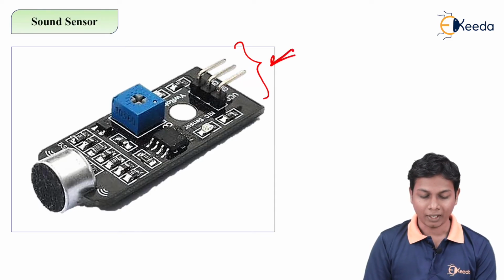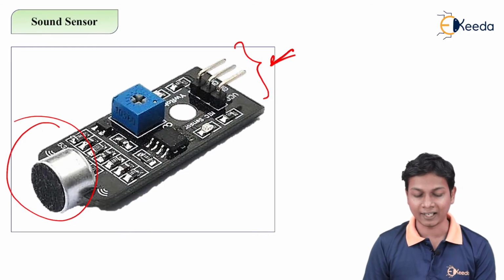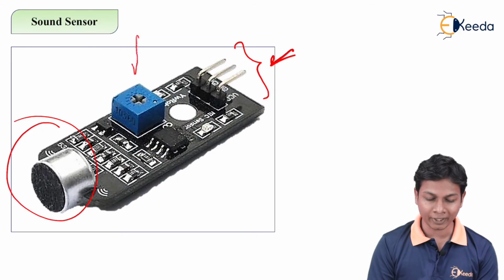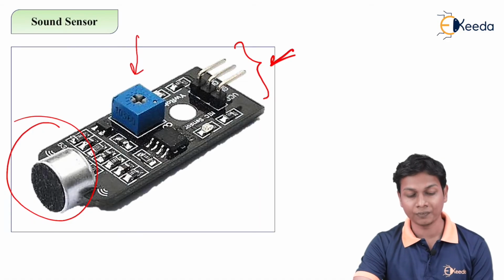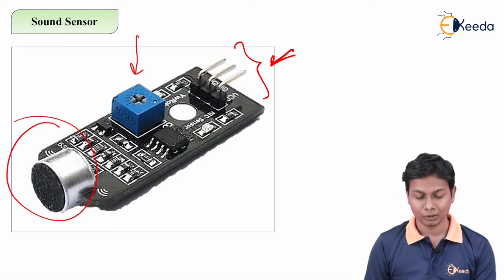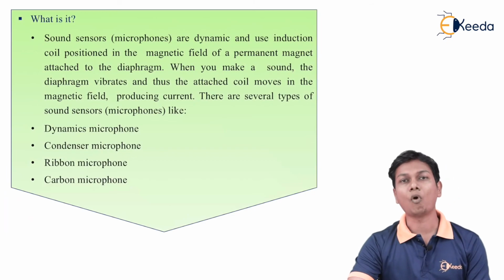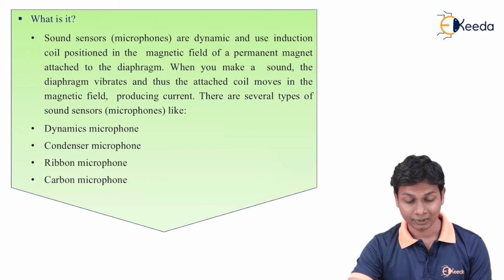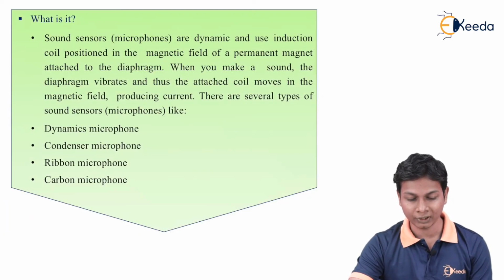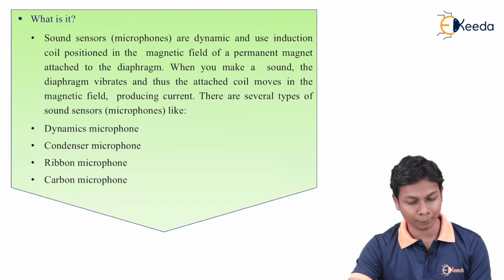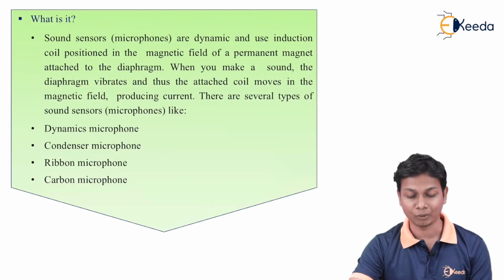Here is our sensing area. To change the calibration or the range of the sound sensor, here is the area where we can change the calibration. Now, what is a sound sensor? It is actually a microphone, a dynamic one, using an induction coil positioned in the magnetic field of a permanent magnet attached to the diaphragm.